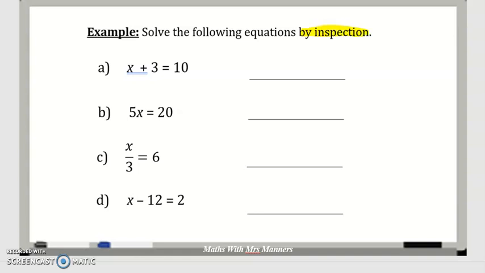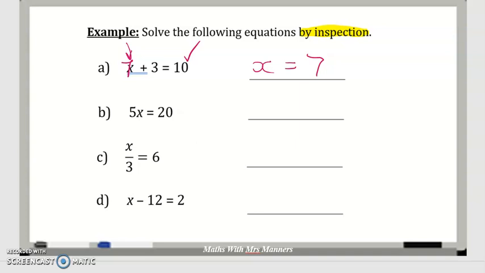And by inspection just means to look at an equation and know what the solution is. So these are relatively straightforward equations. The first equation I've got here says x plus a number called 3. So I don't know what x is, but I know that if I add 3 to this number, I'll get 10. Hopefully you can think of a number that if I add 3 to it, I get 10. And that number is 7. So it means that if I replace this x with 7, 7 plus 3 does equal the other side.